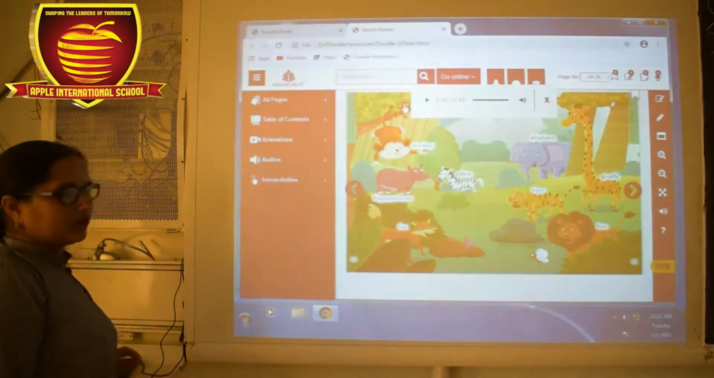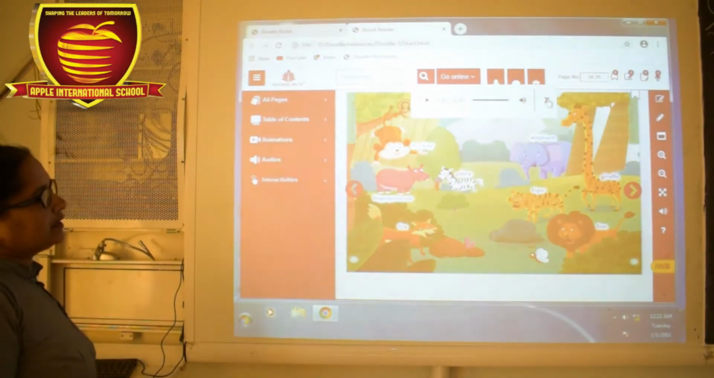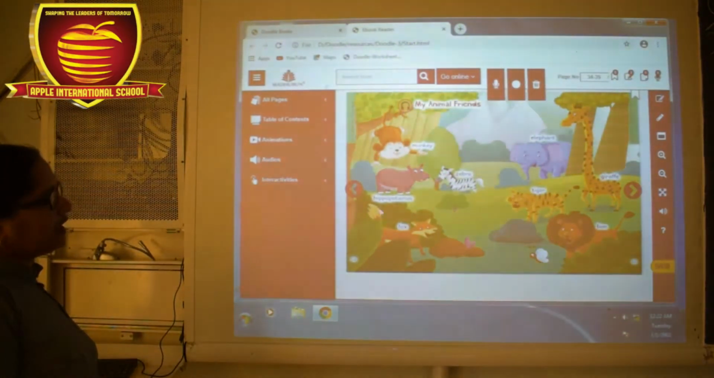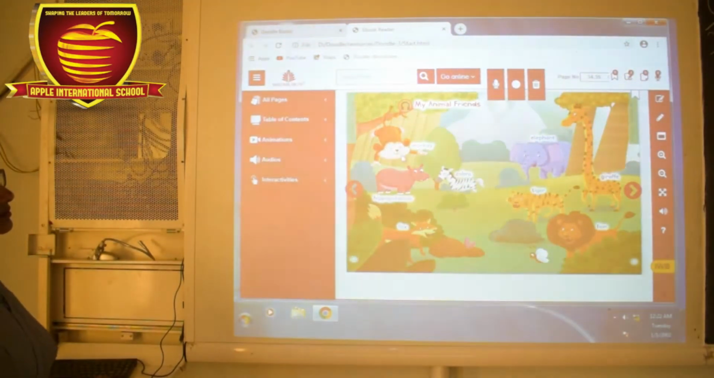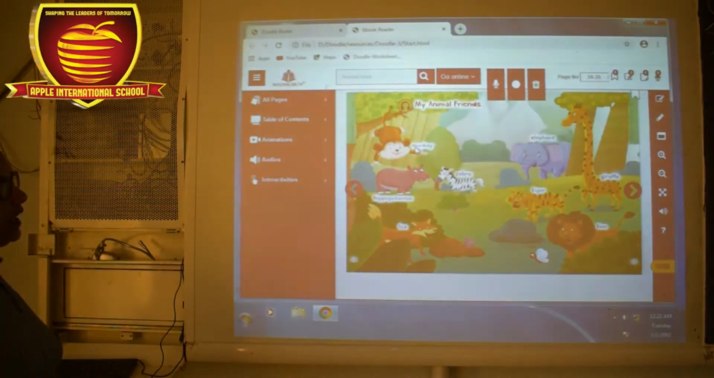Students, now see the name of animals and read. M-O-N-K-E-Y, monkey. Monkey lives in jungle.